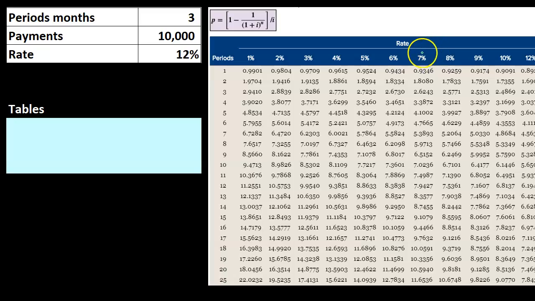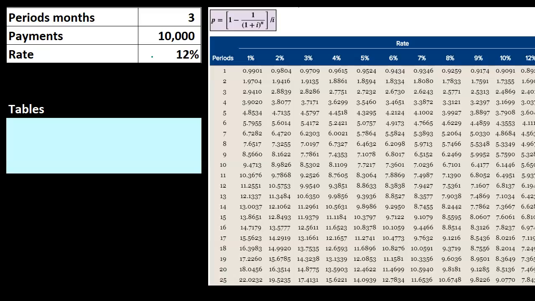So the rate up top, we want to make sure that we have the monthly rate. Typically, that's the thing that we will change. So the periods are going to be 3 in terms of months, and therefore the rate we need to use needs to be in terms of months. The problem is that the rate that we have here is going to be in terms of years normally. So we need to take that rate and divide it by 12. Book problems often don't do this.